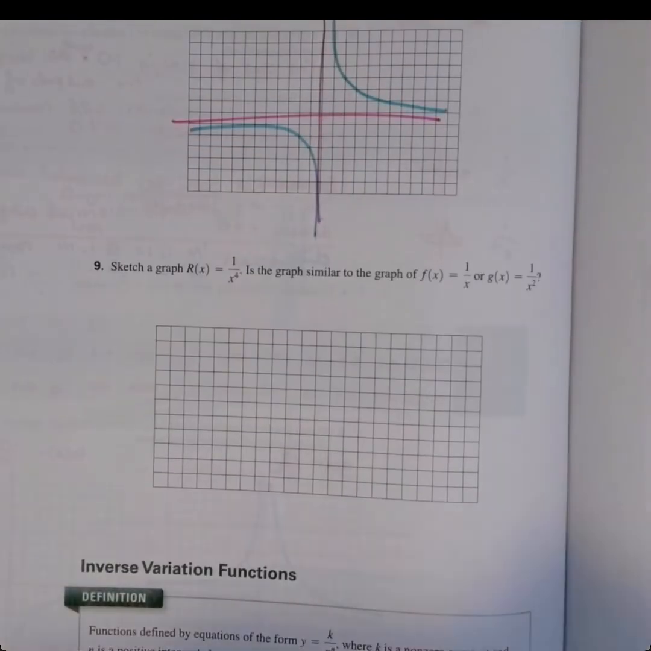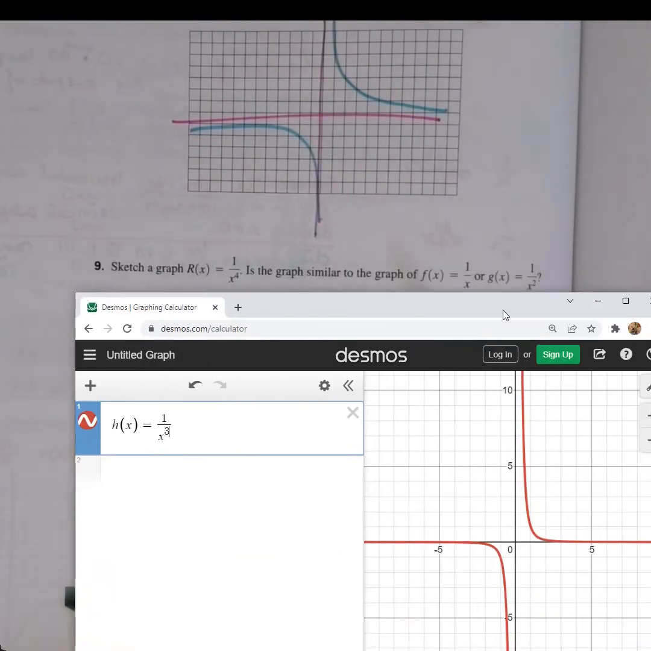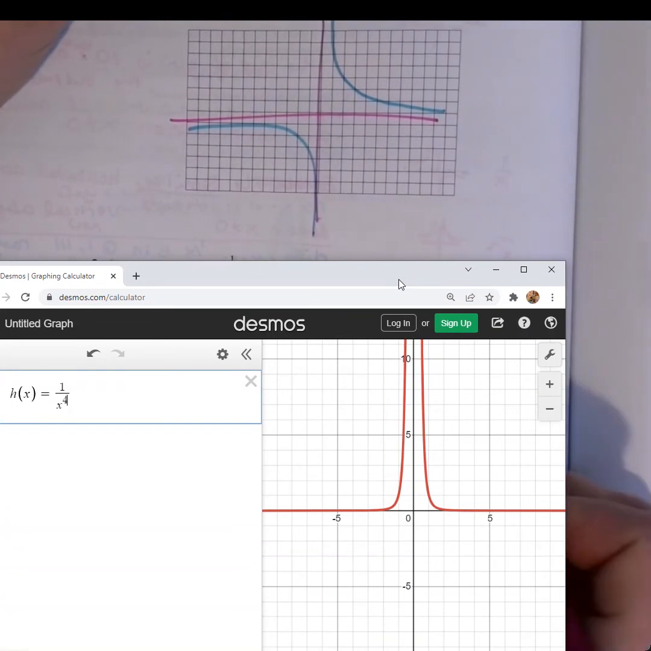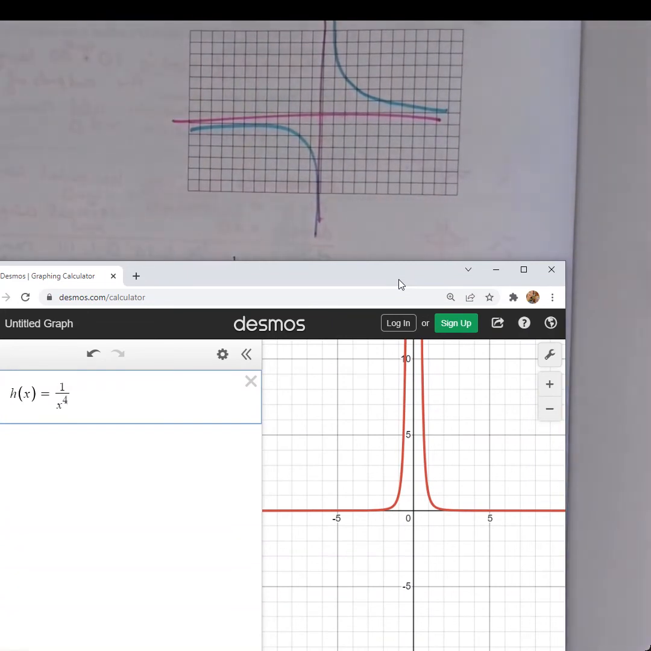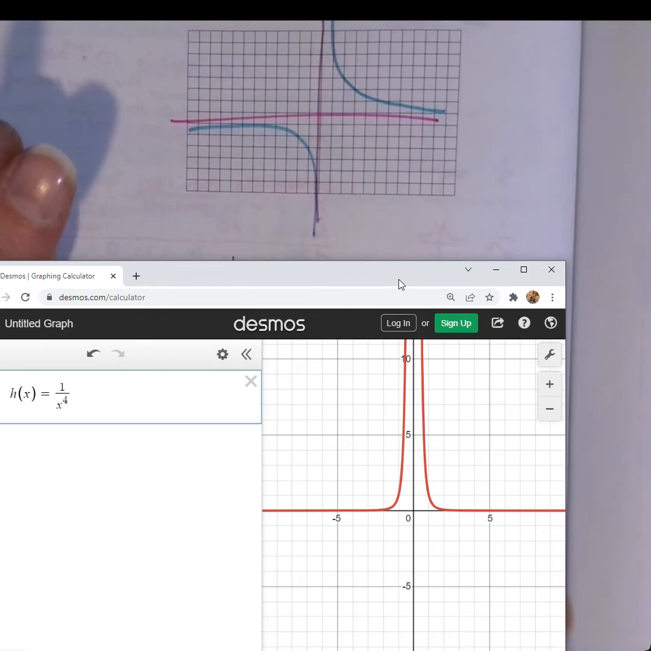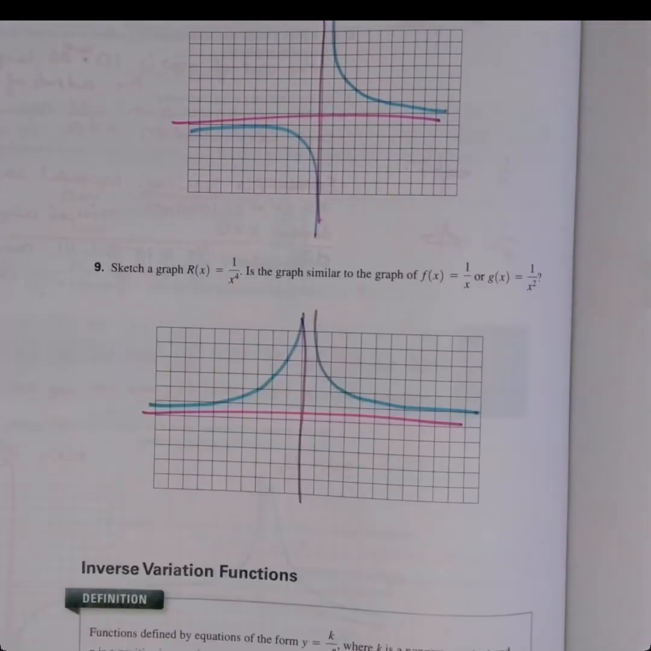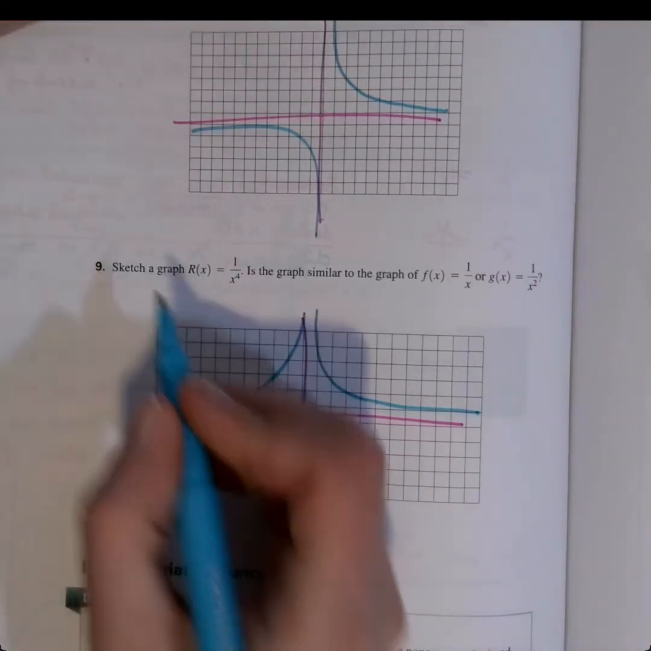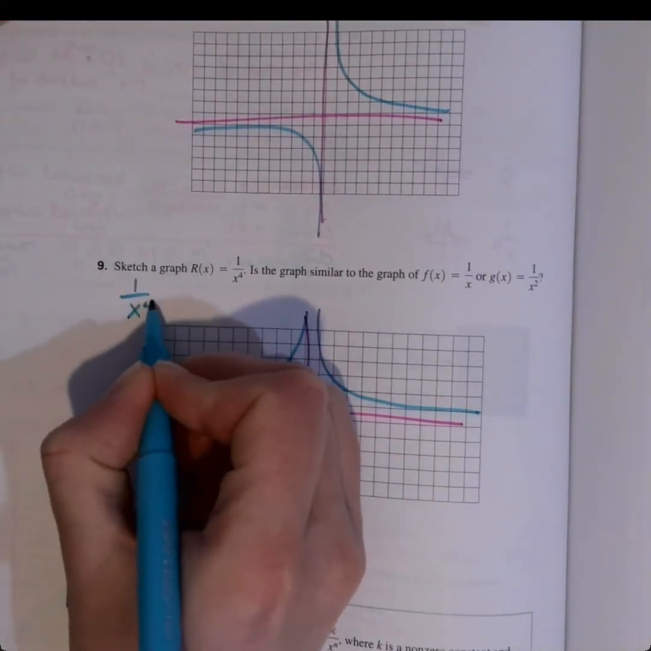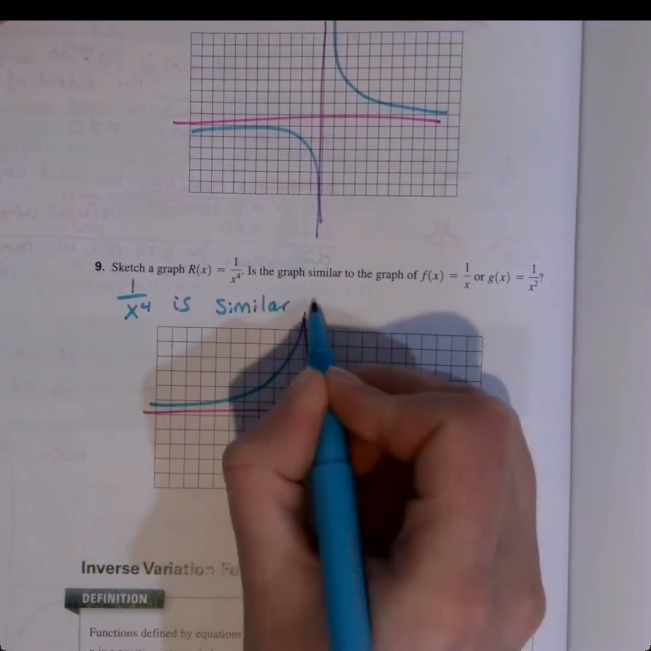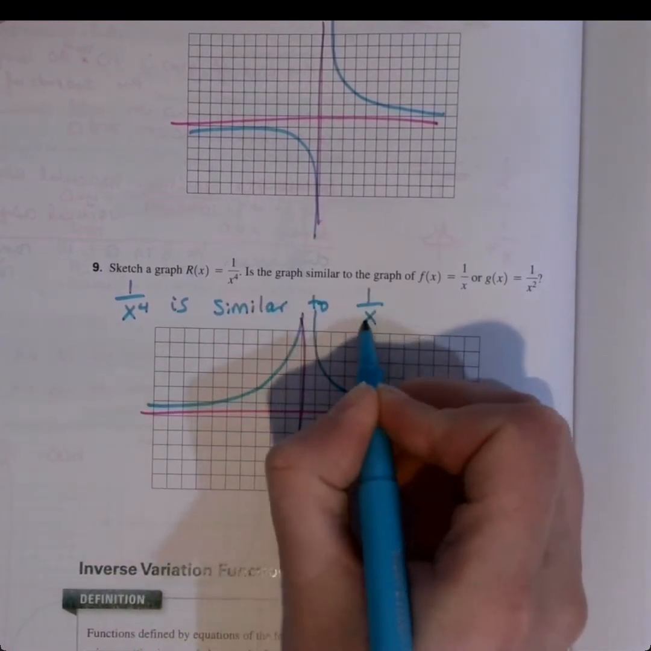All right. And then graph 1 over x to the 4th. Is that similar to 1 over x or to 1 over x squared? Okay, well, this is in quadrants 1 and 2, so it's similar to 1 over x squared. So if I graph this one, I can make that quick note again here that 1 over x to the 4th is similar to 1 over x squared.